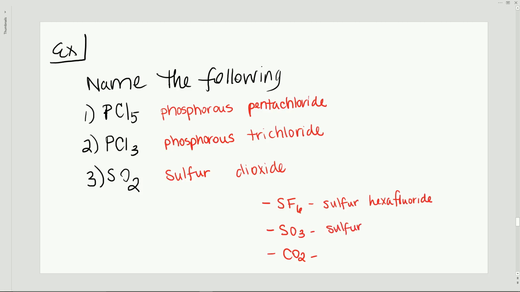Sulfur, again, for the second one, we have 3 oxygens, so trioxide. Alright. CO2, carbon. Again, we only have 1 atom, so we don't need to name it. Carbon, 2 oxygens, dioxide. Alright. So sulfur hexafluoride, sulfur trioxide, and carbon dioxide.